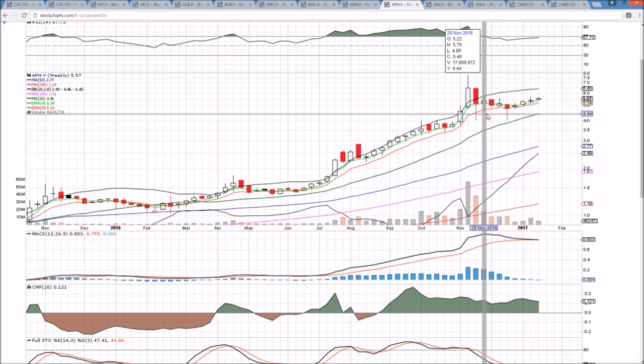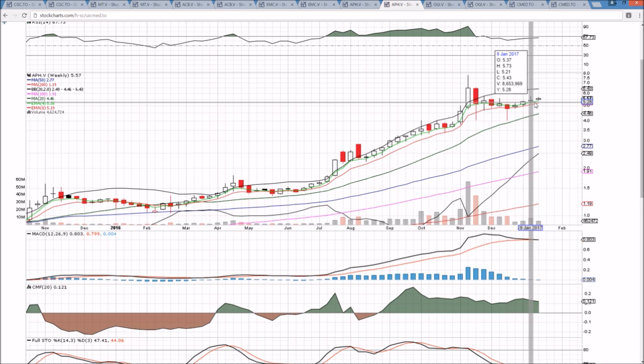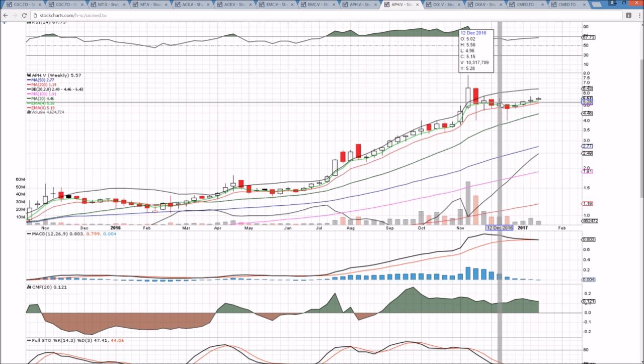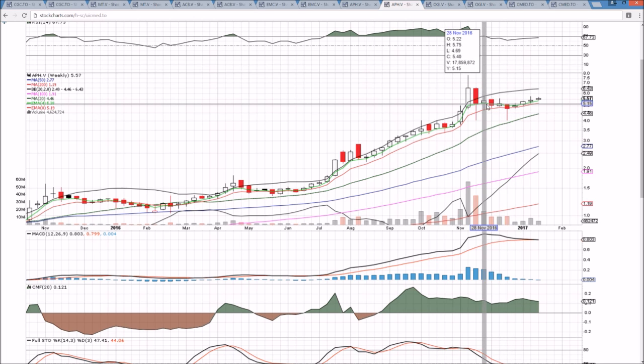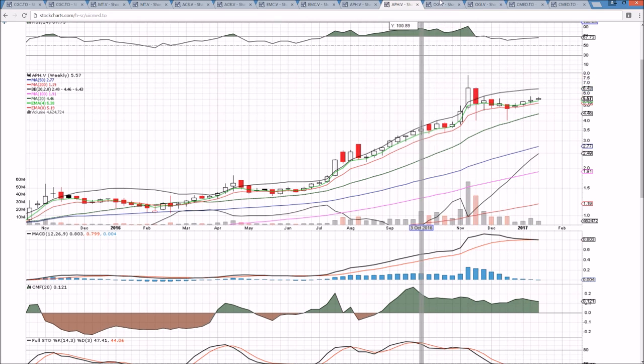Weekly time frame shows that exponential moving averages are still support. And we do have a bunch of resistance in the 570s, 572, 573, 575. We need to see the bulls get over 575 to be very confident in continuation.